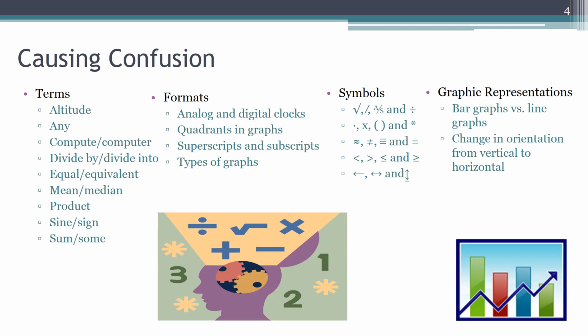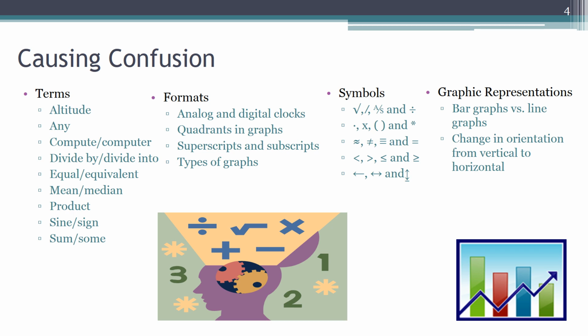Here are some examples of terms that students may struggle with. Divide by as opposed to divide into, mean and median, sign and sign, sum and sum. Words that sound the same but are very important in math.